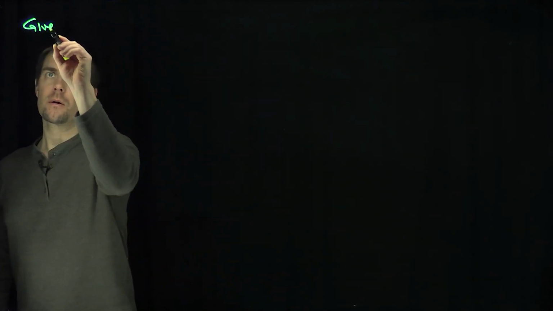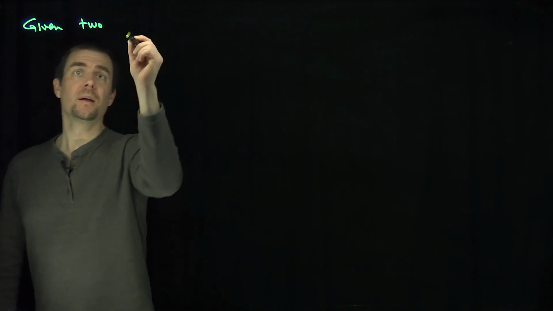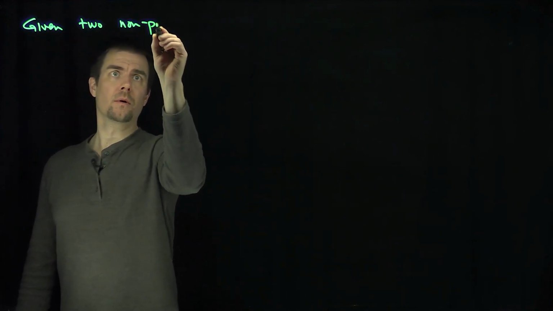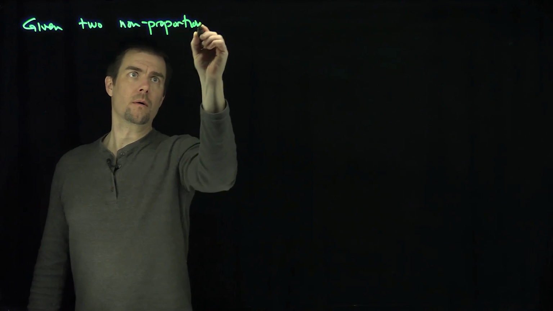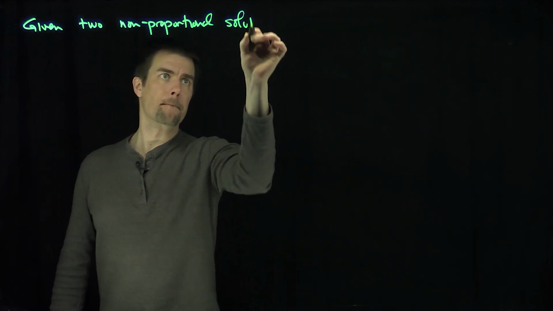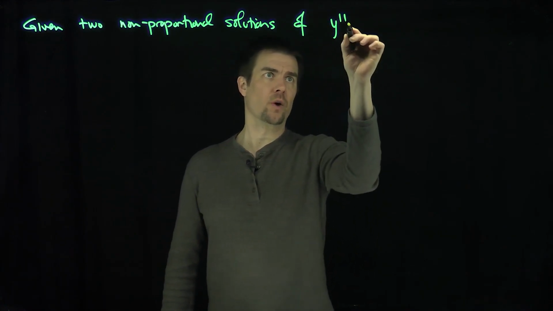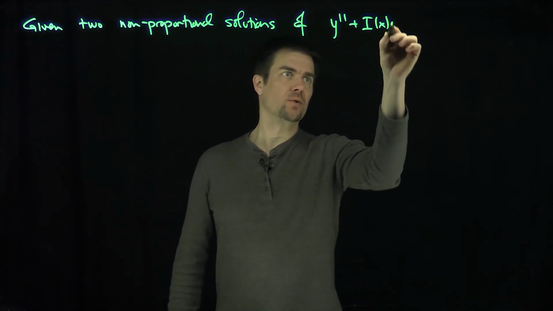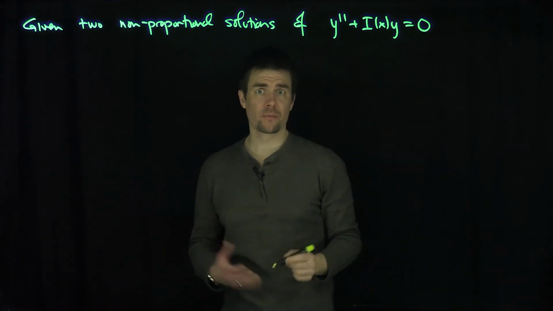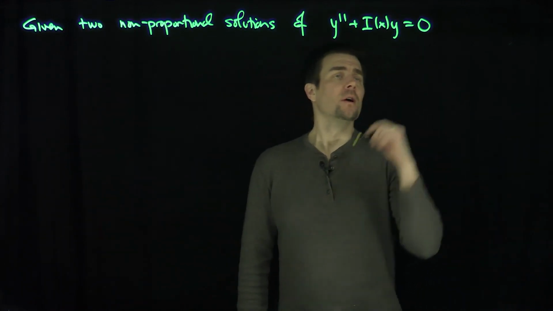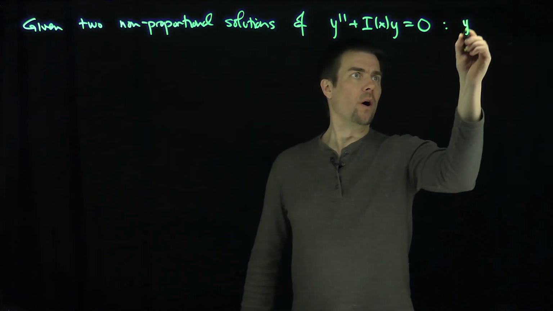Hello students, in this video we'll introduce the Schwarzian derivative. If we're given two non-proportional solutions of the second order normal form equation y double prime plus I of x y equals 0, that's our normal form for a second order linear equation. Let's call these solutions y1 and y2.